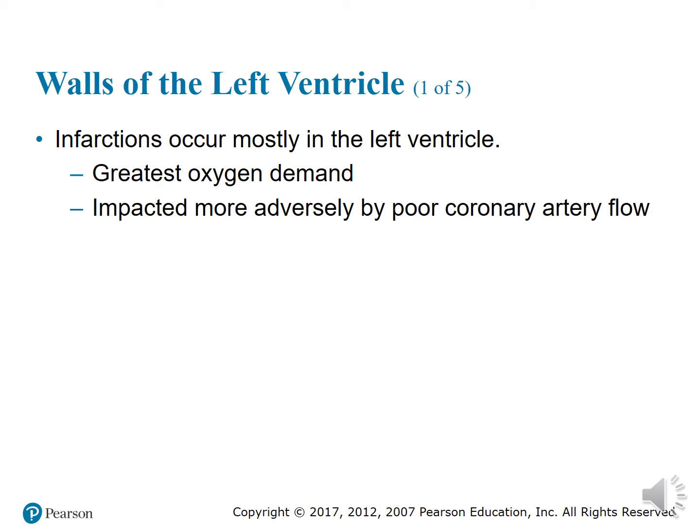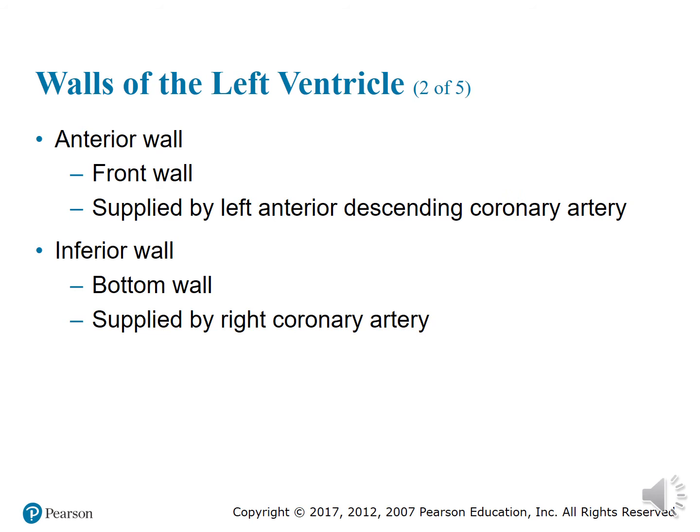The things that we learned in the class are just learned more or explained in more detail. We're attempting to bring everything full circle. So if you will look back at page 9, the infarction occurs mostly in the left ventricle, which has the greatest oxygen demand and is impacted more adversely by poor coronary artery flow. The anterior wall is your front wall, supplied by the left anterior descending coronary artery. The inferior wall is the bottom, supplied by the right coronary artery.